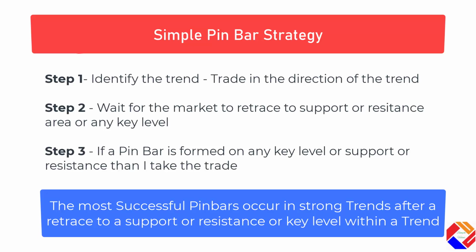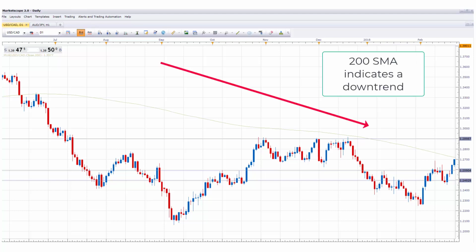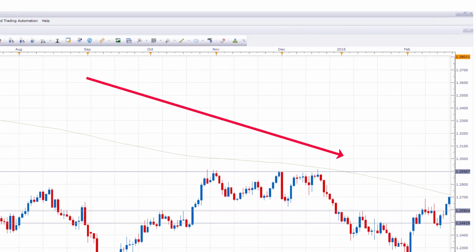Second, I'll wait for the market to retrace to a support or resistance area or any key level. If a pin bar is formed on any key level or a support or resistance area, then I take the trade. Let's take a look at this US dollar Canadian daily chart. Clearly, the market in this case is going downwards, so we have established the trend direction. In this case, I will only be looking out for a bearish pin bar.